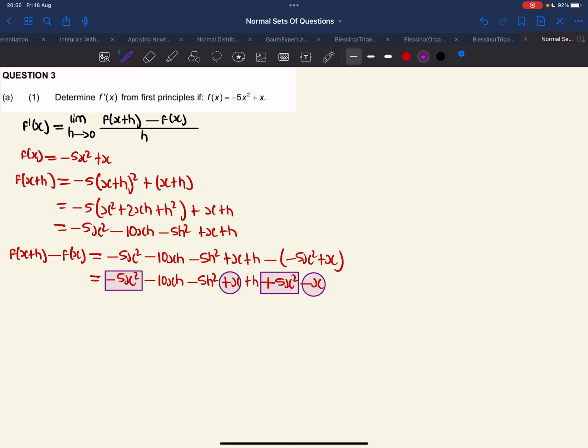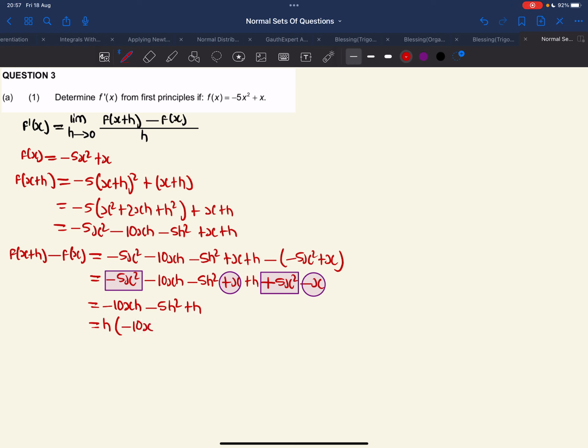Okay, then if you collect them, can you see that minus 5x squared plus 5x squared is going to cancel out to give you 0? And can you see that x plus x minus x is going to also cancel out and give you 0? So basically at the end we should be left with minus 10xh minus 5h squared plus h. And then we can just take out the common factor, which is h.